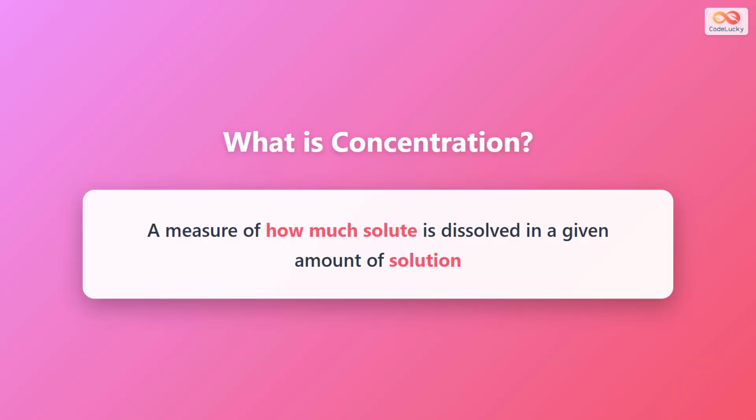So what exactly is concentration? Concentration is a measure of how much solute is dissolved in a given amount of solution. Think of it as a way to describe the strength or intensity of your solution. The more solute you have dissolved, the higher the concentration. The less solute you have, the lower the concentration. It's really that simple at its core.